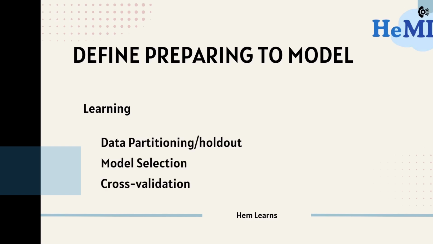Data partitioning, model selection, and cross-validation. Before training, we divide the dataset into training and testing parts. This helps us check whether our model is actually learning or just memorizing. After that, we choose the right model depending on the type of data and the kind of prediction we want. And finally, we use cross-validation, which basically tests the model across different slices of data to make sure the performance is consistent and reliable.